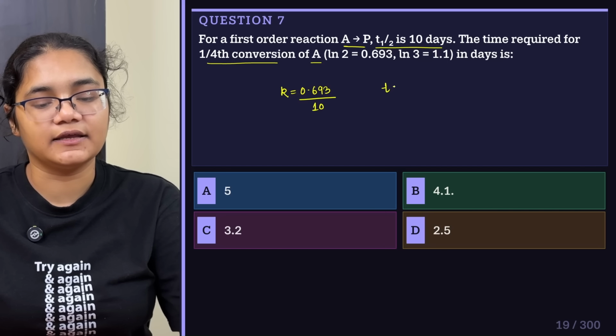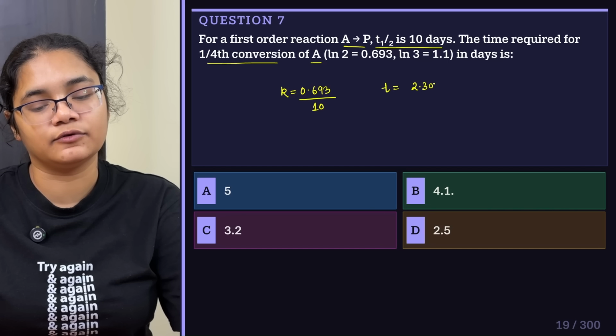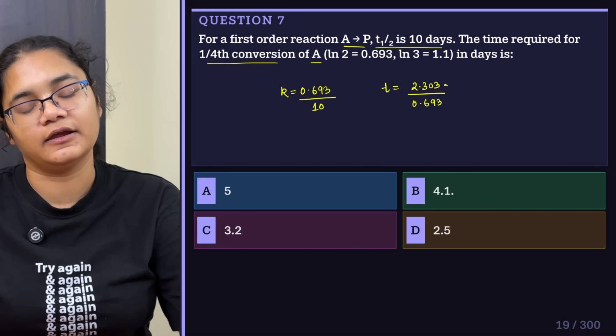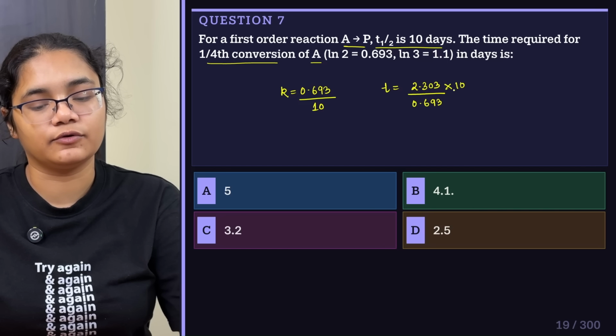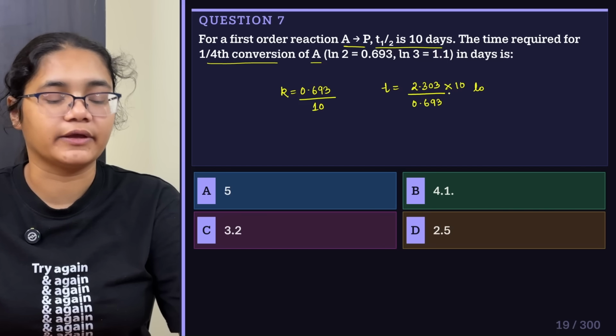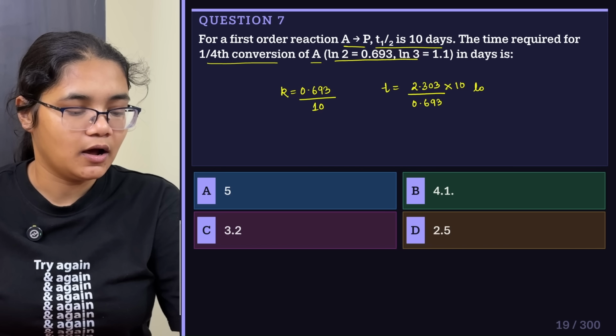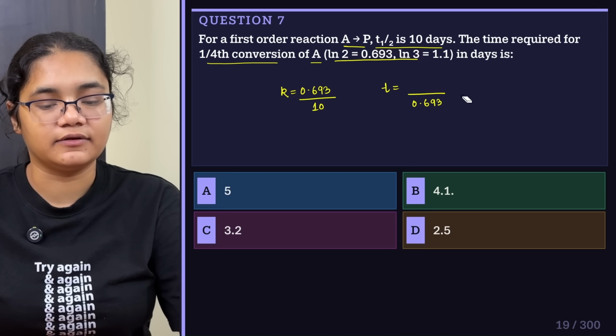Now the question is asking for time. So we will have 2.303 by K, K is 0.693 by 10, right? 2.303 by K log of, okay. So you can see the values are given in terms of ln. So we don't have to multiply here by 2.303.